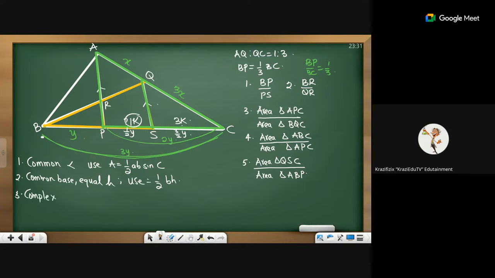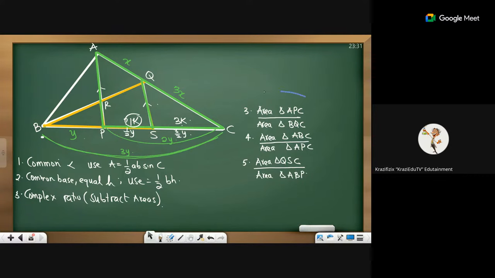Number three, complex. That is, you don't see common angles, you don't see that. Complex ratios are going to subtract triangles, subtract areas. We're going to work with these three and see which one the examiner is up to. Let's take that out.